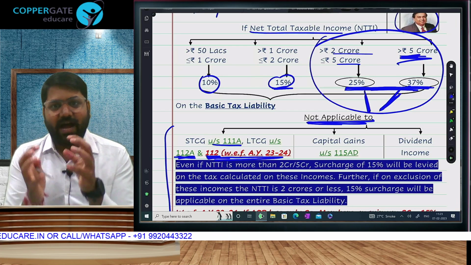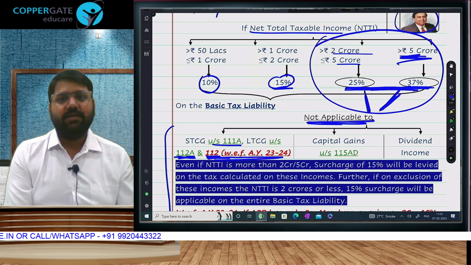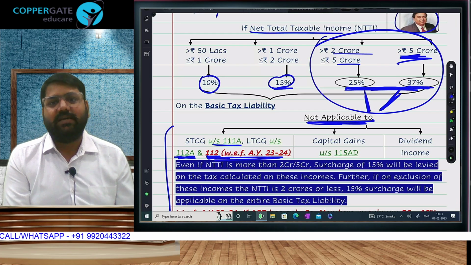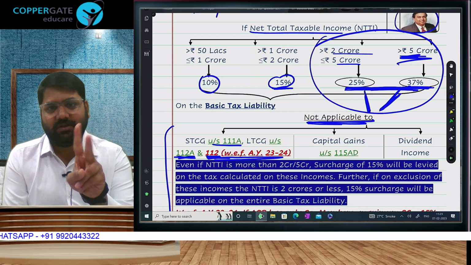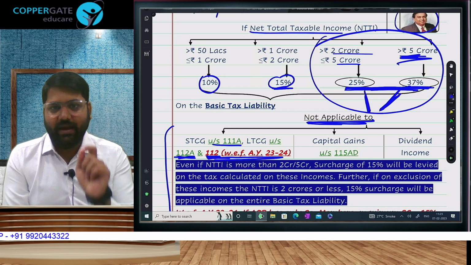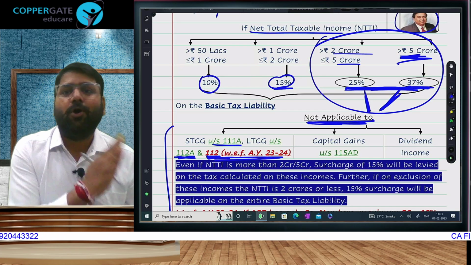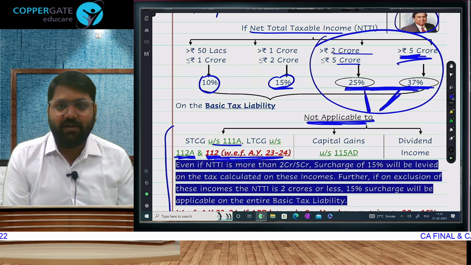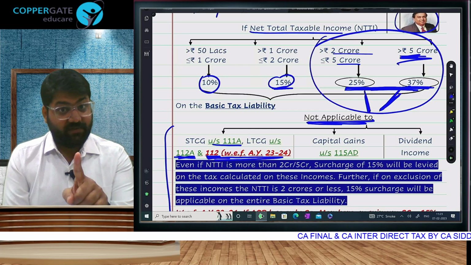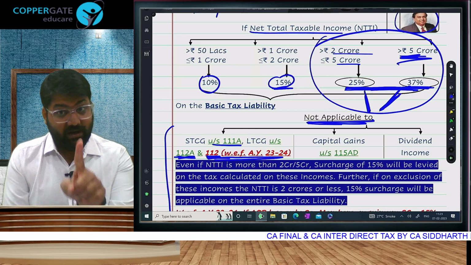But the government says, I want to make exceptions for these incomes. Last year it covered only stock market long term and short term, meaning 111A and 112A, and now the amendment is that any long term capital gain tax will be immune from the 25 or 37% surcharge. There will be no 25 or 37% surcharge on 112. Only 15 will come.